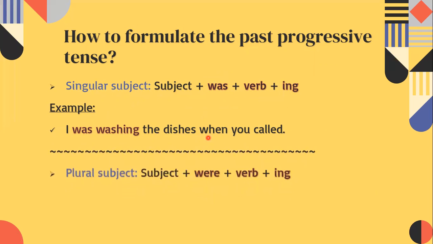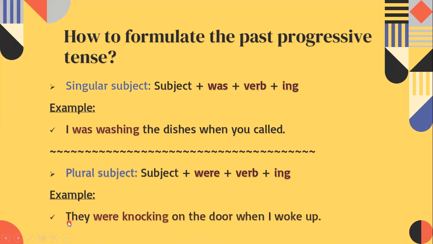However, when I have a plural subject, I use were plus the verb plus ing. Okay? For example, they is a plural pronoun referring to a plural subject. They could be 2, 3, 4, which means more than 2 people. So they, plural subject, I use were, and the verb knock plus ing becomes knocking. Okay? On the door when I woke up.